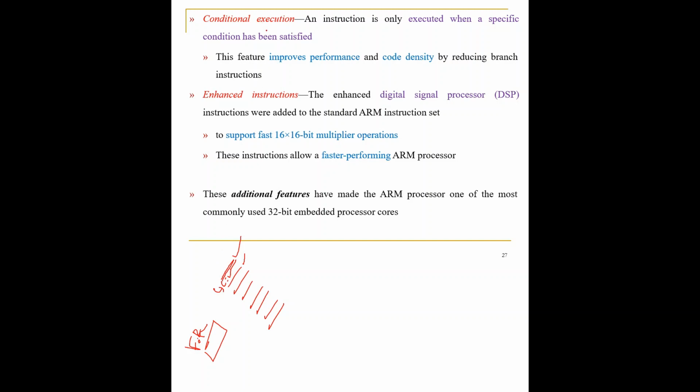Every instruction is executed only after a specific condition has been satisfied. If the condition is not satisfied, it is not executed. If the condition goes wrong, the entire thing is pending. So after every execution, your processor will go and check the conditional flags, whether the condition has been satisfied, and only then it proceeds. Enhanced instruction set.